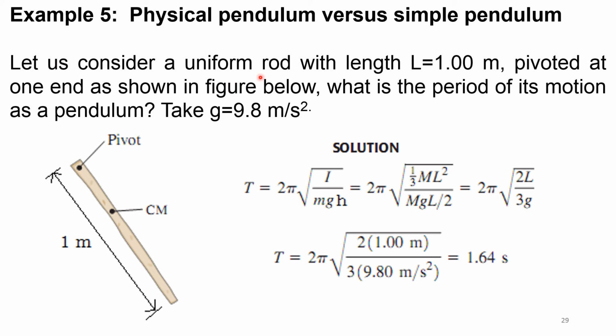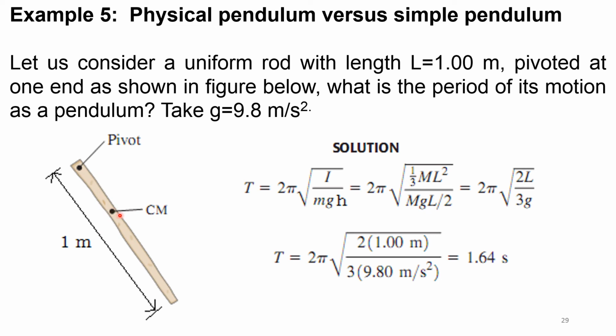Let us consider a uniform rod with length L equals 1 meter, which is pivoted at one end, meaning here is an axis of rotation at this point. Then, as shown in this figure, what is the period of the motion? Take g equals 9.8 meters per second squared. The length of the rod is 1 meter. The pivot means the axis of rotation.